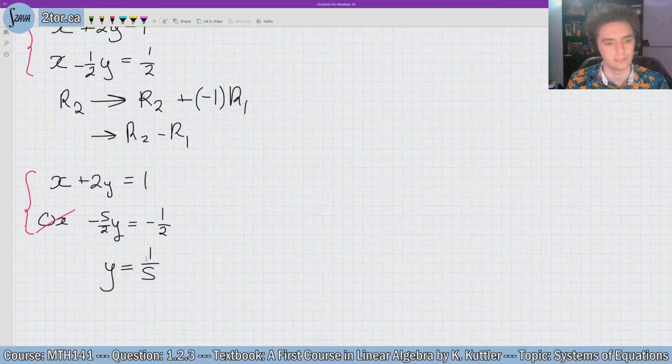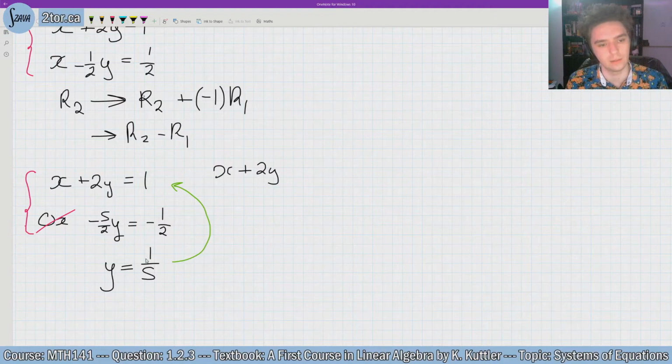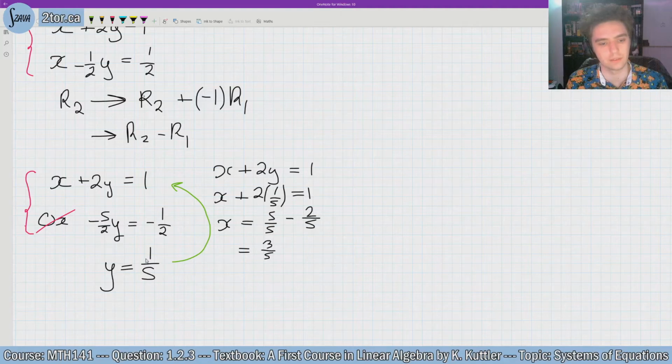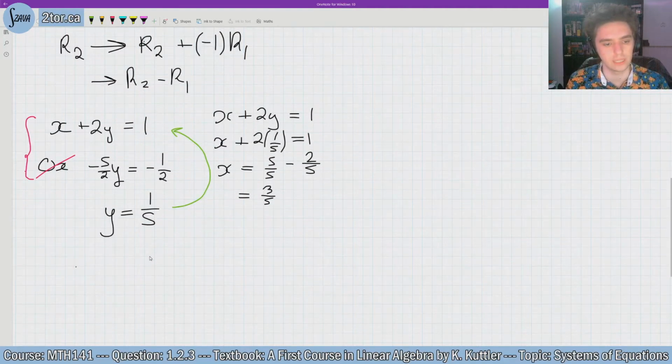Good, that makes sense. Y is 1/5. Since y is 1/5, we can substitute that into our first equation, x plus 2y equals 1, which turns into x plus 2 times 1/5 equals 1, so x equals 1 minus 2/5. What's 1 minus 2/5? 1 is 5/5, so 5/5 minus 2/5 is 3/5. Finally, we get our answer: (x, y) is equal to (3/5, 1/5).